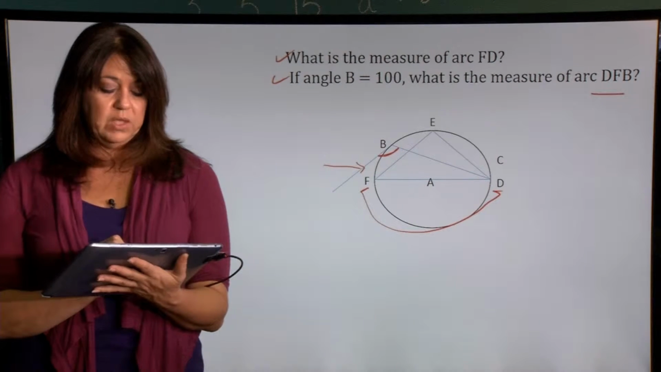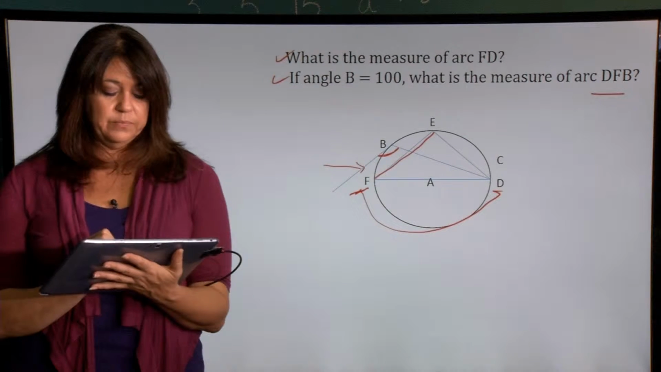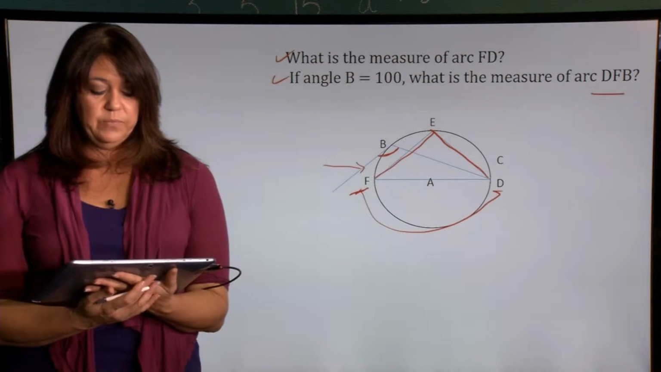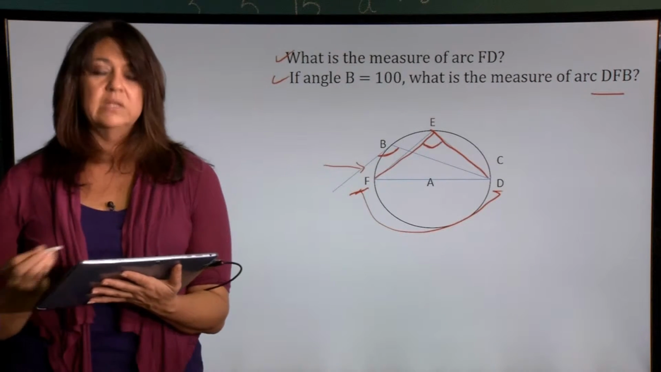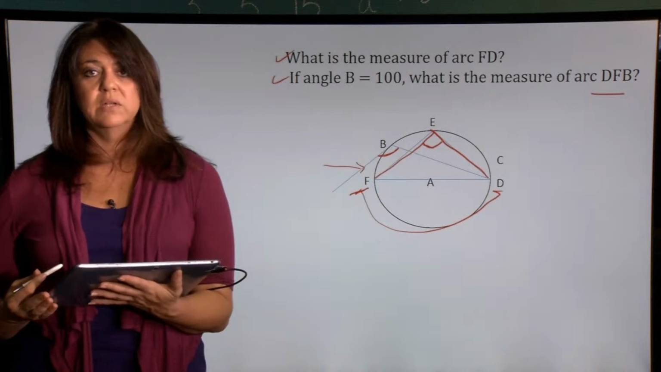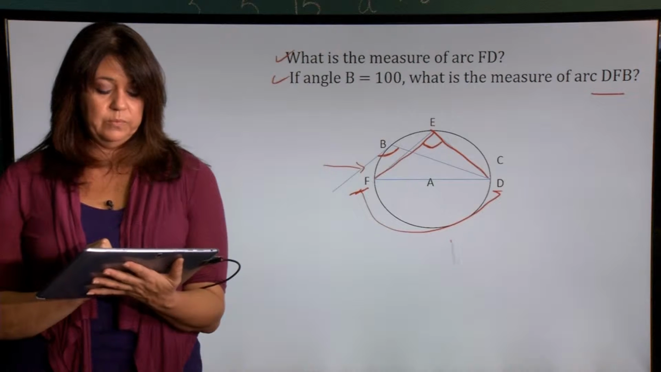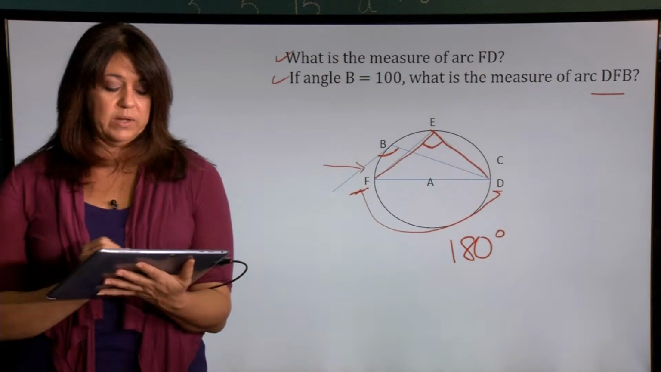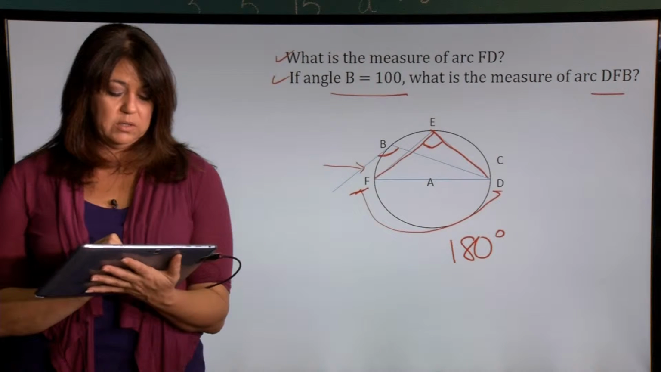For the first question, finding the measure of arc FD, we want to start at F and D and see what the inscribed angle is. If you look at the diameter, FD, we can see that this angle is made by the semicircle. These are always right angles, so it has to be 90 degrees. If that's half of the arc measurement, 90 degrees times 2 gives us 180 degrees.